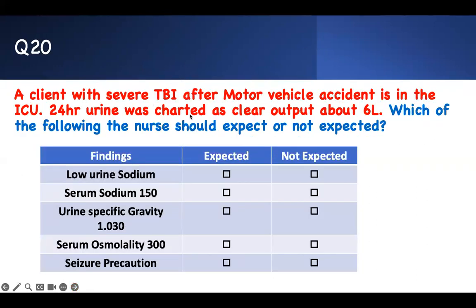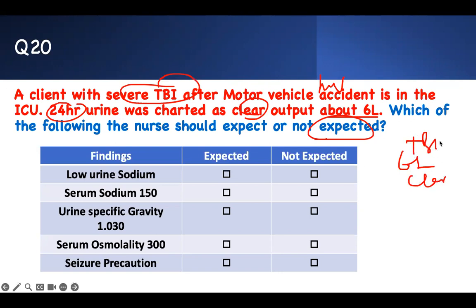Number 20. Which of the following should the nurse not expect? A client with severe TBI, a bad brain injury, involved in a motor vehicle accident, in the ICU. In 24 hours, urine was charted as clear, and 6 liters. Who pees 6 liters? And it's clear, and I have TBI. Look at what I've done. I just wrote down the buzzwords. Brain injury, 6 liters of urine in 24 hours.